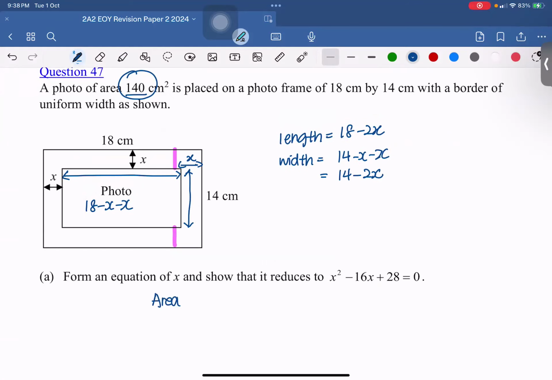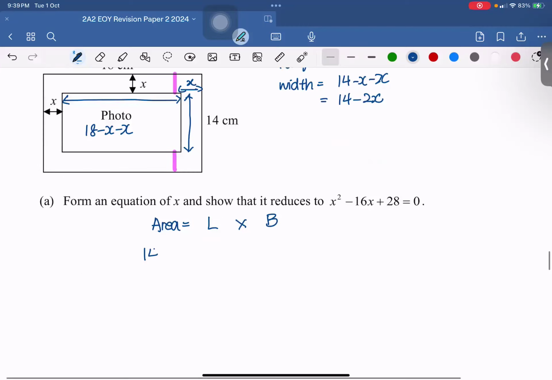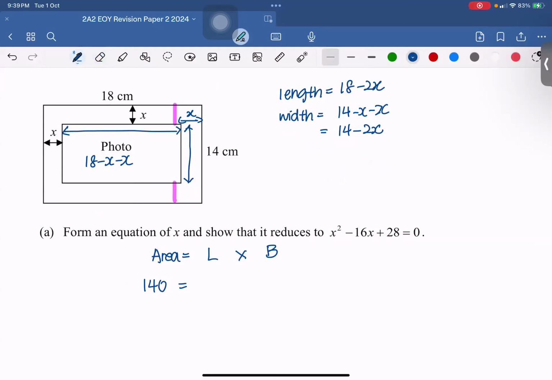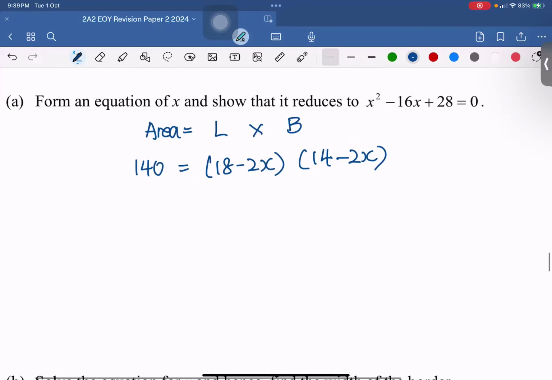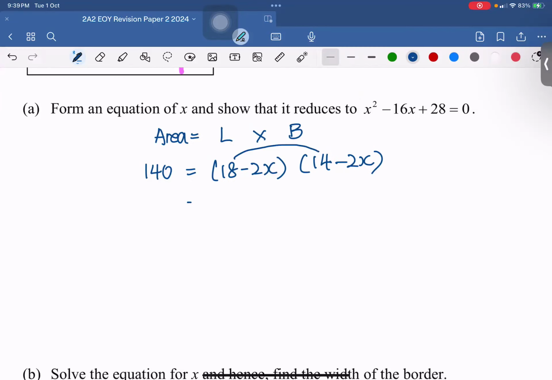Length times breadth, right? So the area 140 equals 18 minus 2x times 14 minus 2x. Then what do you need to do next? 18 times 14, then 18 times minus 2x, then minus 2x times 14, and then minus 2x times minus 2x. Multiply, yeah. Times, times, right? Okay.